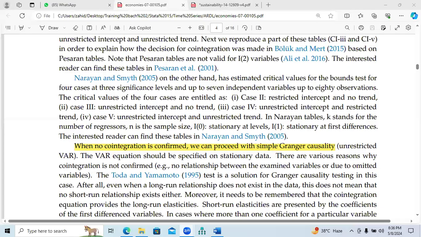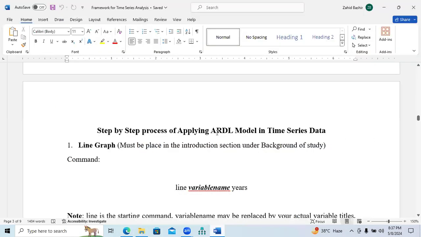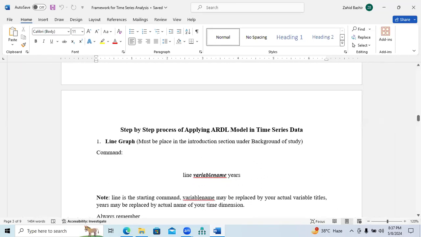All right, there was an interruption in the internet. I was telling you, when you find no co-integration, then you can proceed with the Granger causality test of unrestricted VAR. But if you find co-integration, then you can proceed with your ARDL process. So I have basically simplified this process of ARDL.